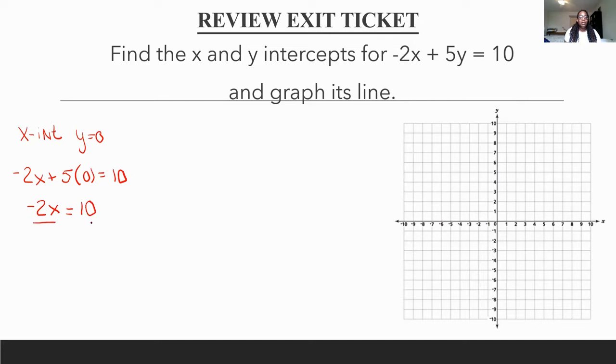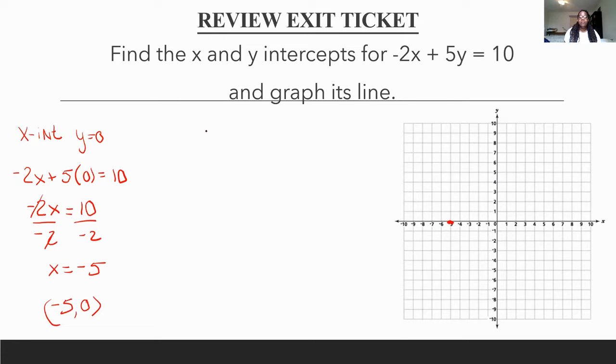Now I'm going to divide both sides by negative 2. So that means we have our x is equal to negative 5. This is telling me that my x-intercept in this case is going to be negative 5, 0. So we start at the origin, we're going to go to the left 5, and then we're going to place our point.